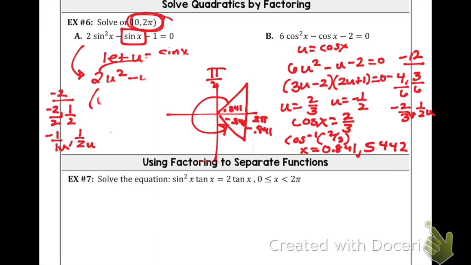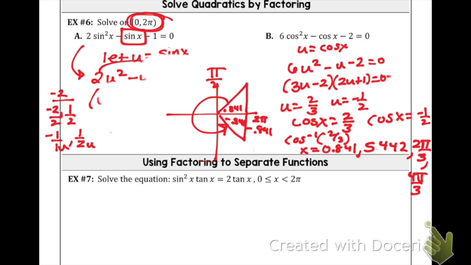And then we need to know when cosine is equal to negative 1/2. So cosine is negative in quadrants 2 and 3. Horizontal displacement means we're up higher, so 2 pi over 3. And then my last one would be down in quadrant 3, so 4 pi over 3.